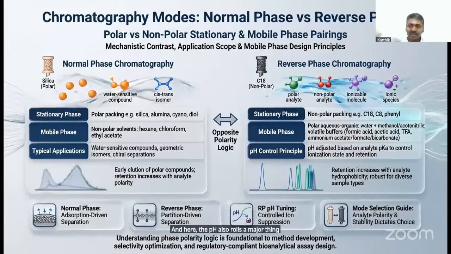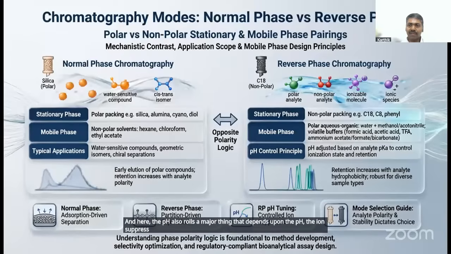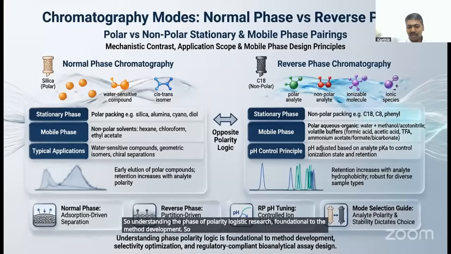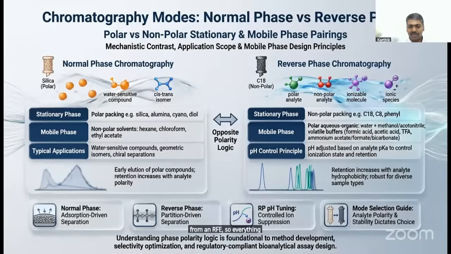It depends upon the pH; ion suppression can happen in the MS. So the pH selection in the mobile phase plays a vital role here also. Understanding the phase polarity is foundational to method development. Which type of polarity and which mobile phase we select, and which pH we select, and based upon that, how the ion suppression is going to happen in our chromatography. Everything will be done based upon the selection of these mobile phases.